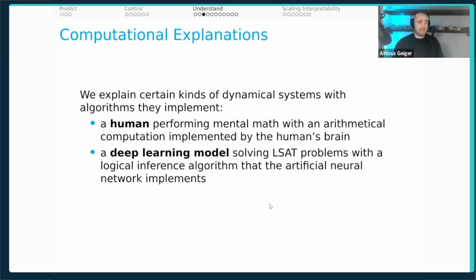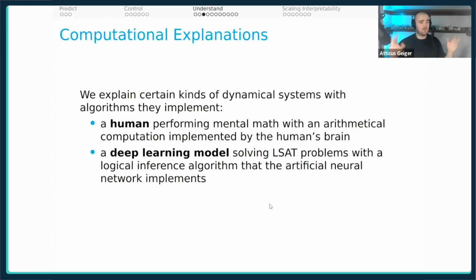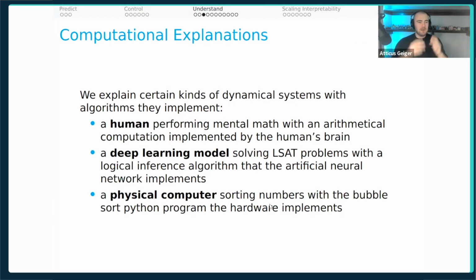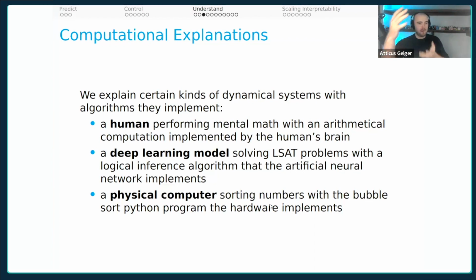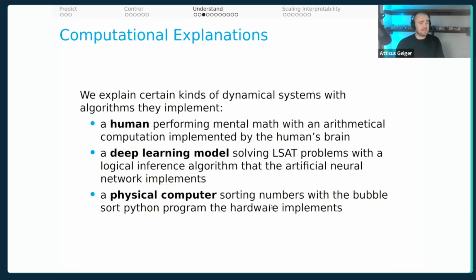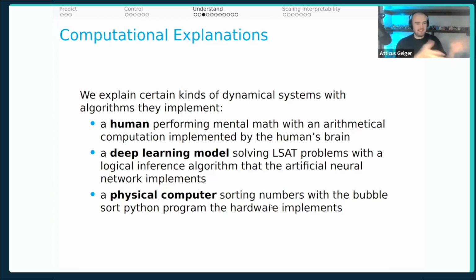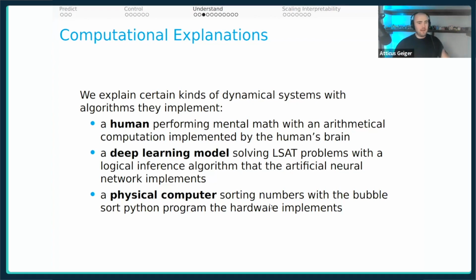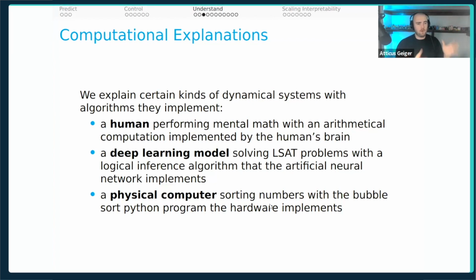Deep learning models, I think people also have these intuitions that they're running algorithms when they do, especially reasoning type tasks. And then also a physical computer. This is the most canonical example of algorithmic implementation in our world. Python programs describe some abstract flow of information that is indeed realized, up to some fudge points, inside our physical computer. This is the zoomed out view I like to take. So we're really just thinking about algorithms, systems, and implementation. What does it mean for a system to implement some sort of algorithm?